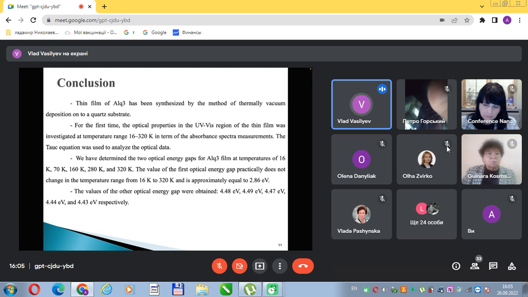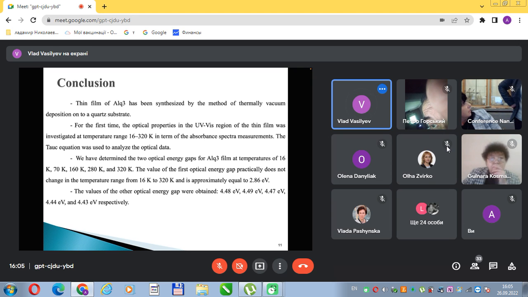We have determined two optical energy gaps for the aluminium Q3 film at each temperature. The value of the first optical energy gap practically does not change in the temperature range from 16 to 320 Kelvin and is approximately equal to 2.86 electron volt. The values of the other optical energy gap were obtained respectively.